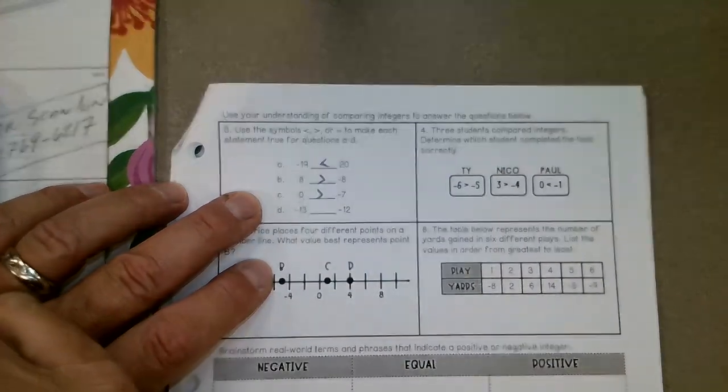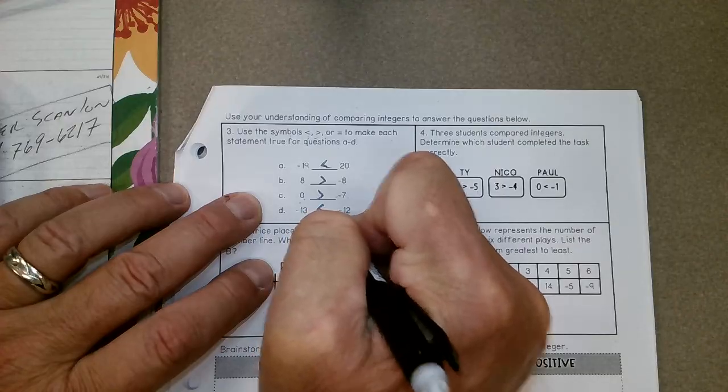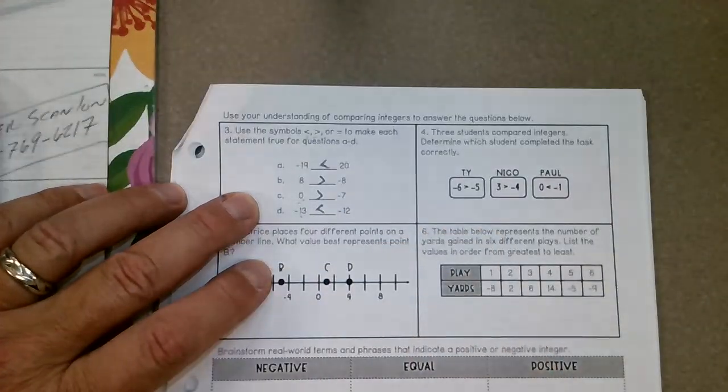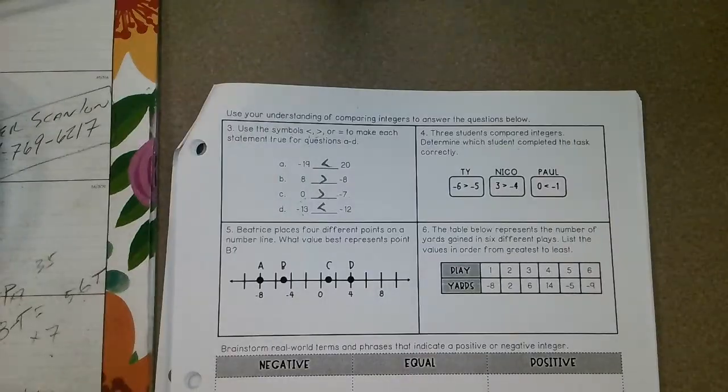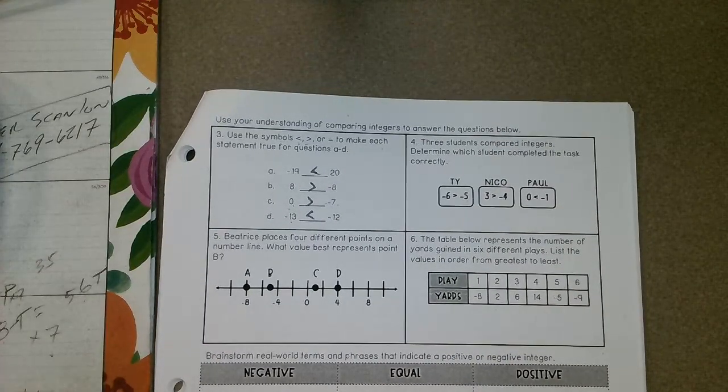-13 and -12, these can get confusing. -13 is actually less than -12. The bigger the negative, the smaller it is. Okay? And we're moving on. Number 4.